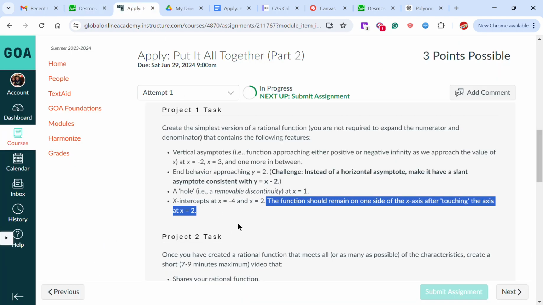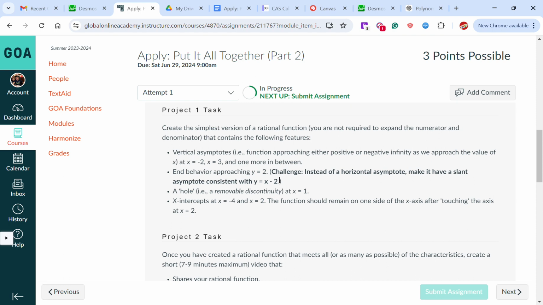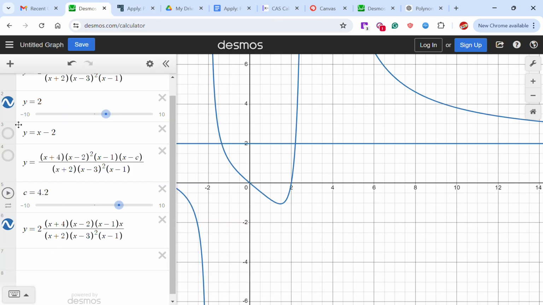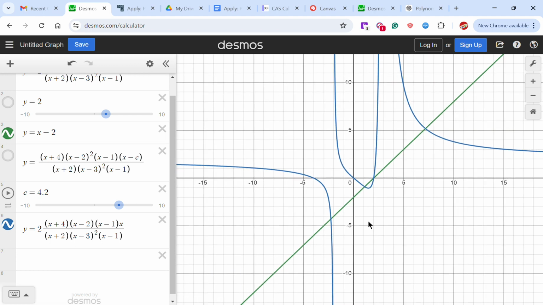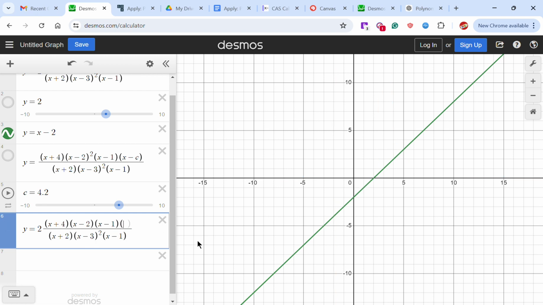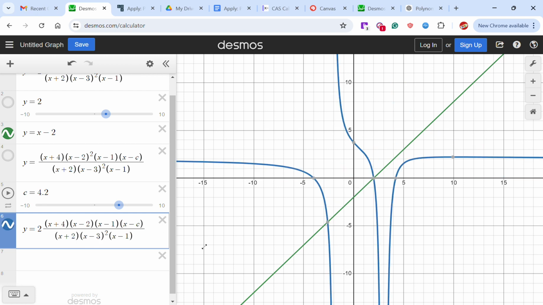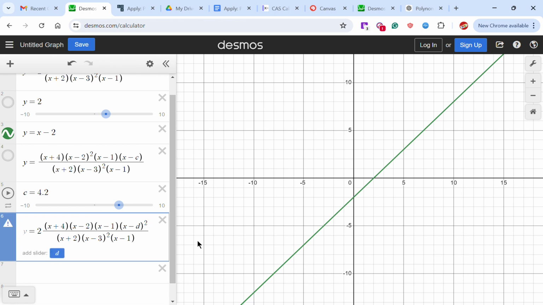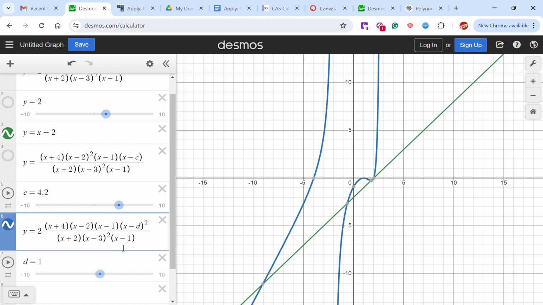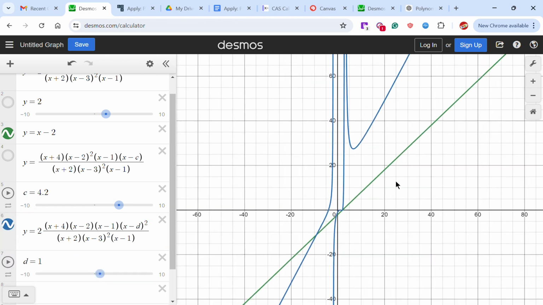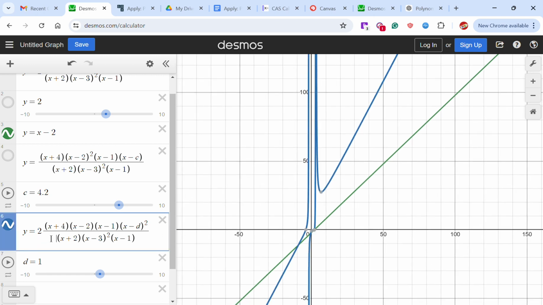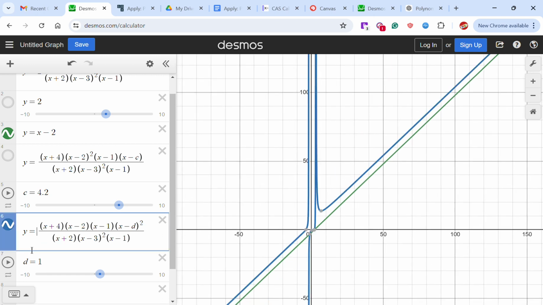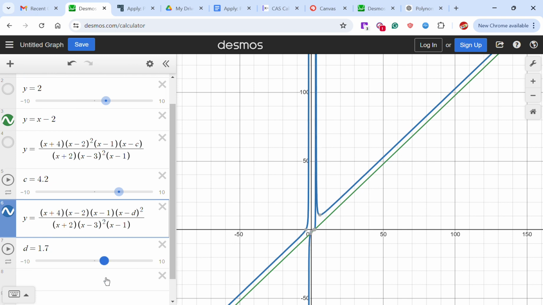Let's focus on the end behavior of y equals x minus 2. I already have that right here. This is what we want. So to do that, we get rid of x minus c. Let's use d instead. As you can see, we have this right here. We can also get rid of this coefficient because we don't need that for the end behavior anymore. We could just play with this d value until we get the correct one.